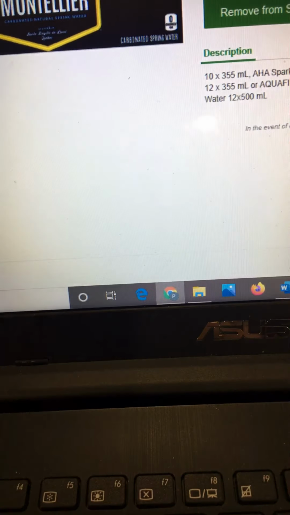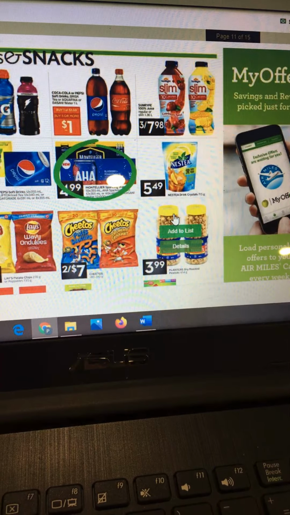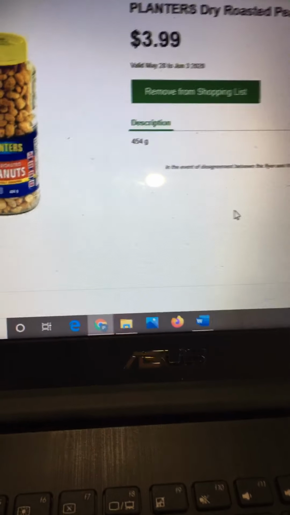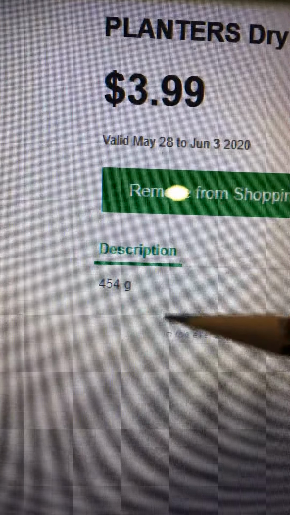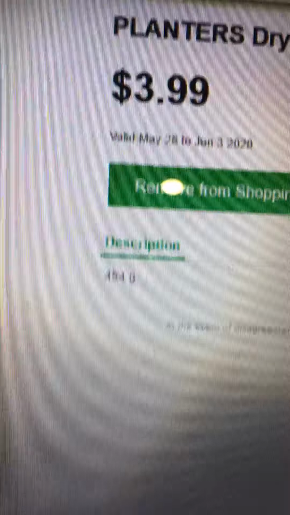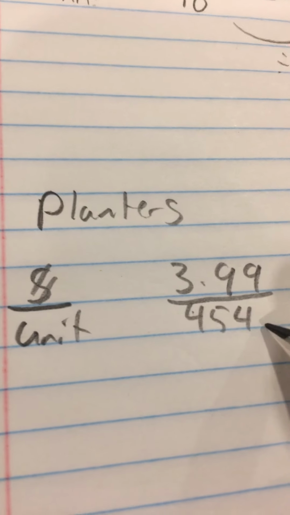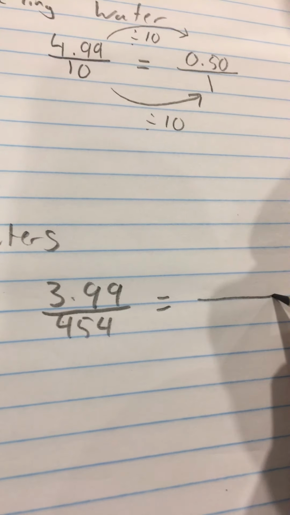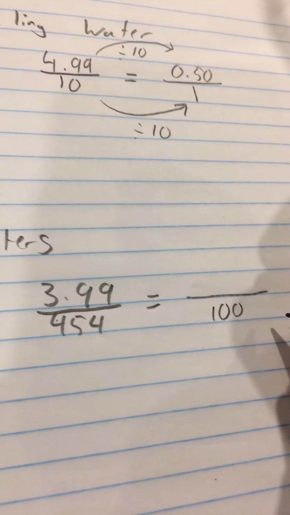So now, let's take a look at when we have unit rates and they're in grams. So back to the Sobeys flyer, and here we have some Planters peanuts. And it says here that we get $3.99 for 450 grams. Okay? So the Planters peanuts are $3.99 for 450 grams. Well, when we're dealing with grams in food, when you go to the grocery store, a lot of times they'll show you the price per 100 grams. So we're going to do the same thing here.